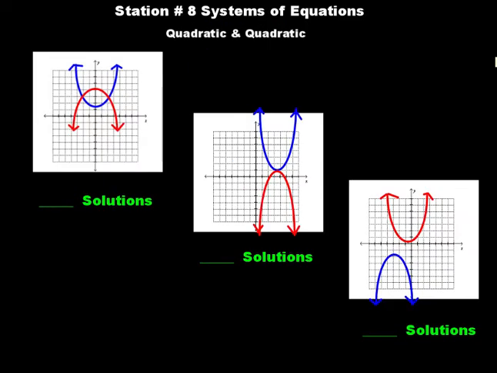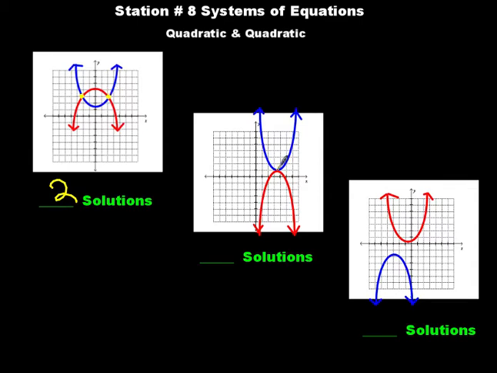All right, now, if you have a quadratic and a quadratic, that's two parabolas, and same idea, the solutions are where they touch. So here's a solution and here's a solution. This one has two solutions. One of them is at -2, 3, and the other one is at 2, 3. All right, just ordered pairs.